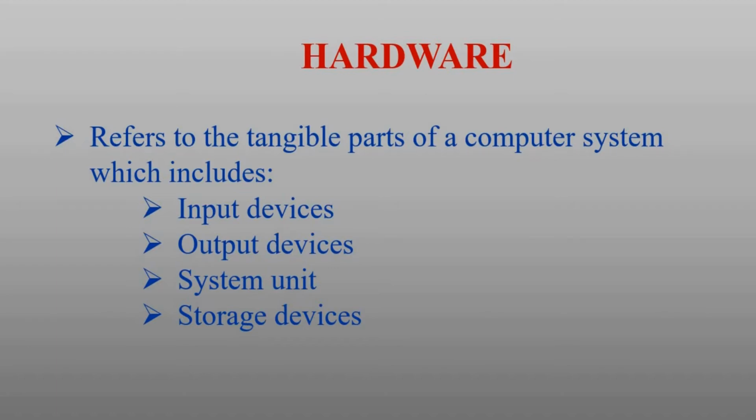So let's learn about input devices. The devices that come under input devices are keyboard, mouse, microphone, webcam, scanner, light pen, joystick and barcode reader. So these are all the devices that come under the category of input devices. Why are they categorized under input devices? For example, let's take the keyboard. Using a keyboard we can provide some input to the computer. That's why these devices are categorized under input devices.